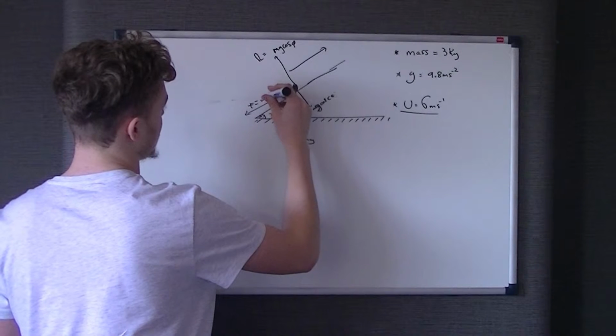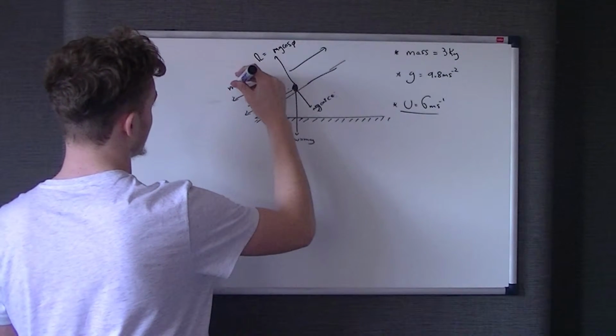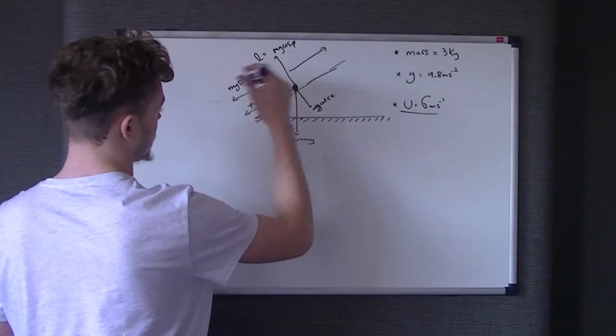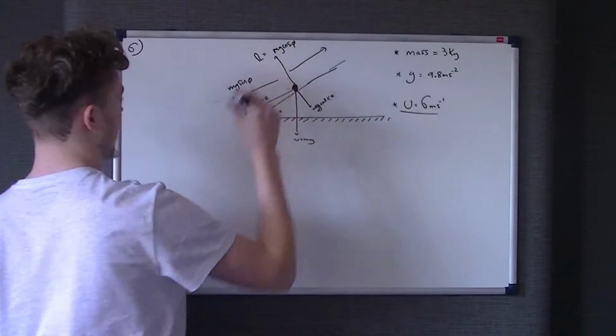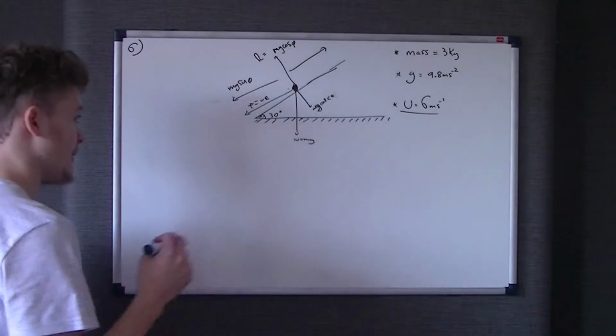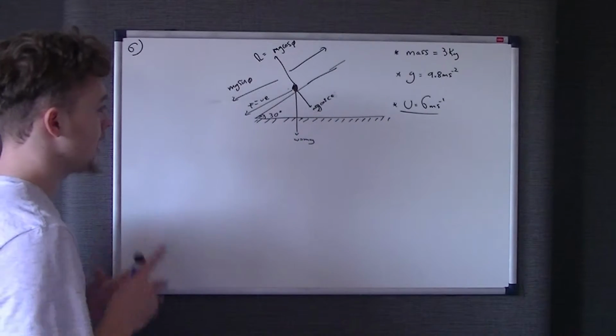But our mg sin theta also acts. That hasn't changed. That's just the way it acts due to our working it out. So mg sin theta still is acting down the plane. That hasn't changed, it hasn't been affected. It's just this F equals UR business. Now don't get this confused.